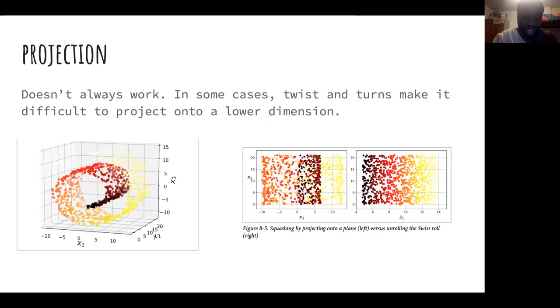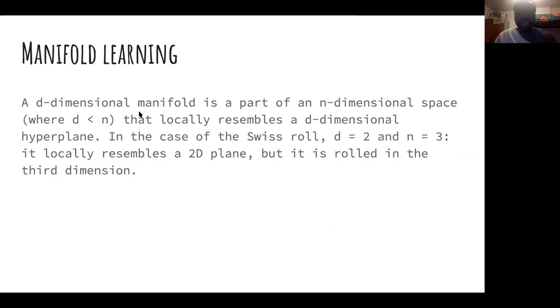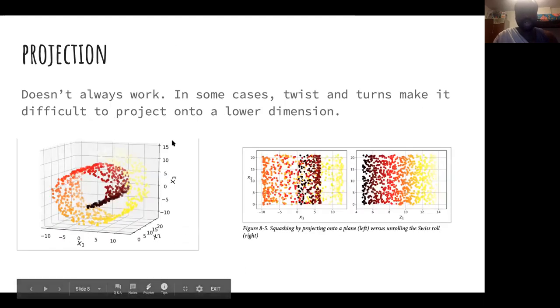If we have a 2-dimensional plane, basically a flat sheet that goes like this, which is also 2D, we will get a very good representation of data. That's what manifold learning is. This is the definition I took from the book: a d-dimensional manifold is part of an n-dimensional space that locally resembles a d-dimensional hyperplane. In this case, our original, which is n, is 3, and we went from 3 to 2.